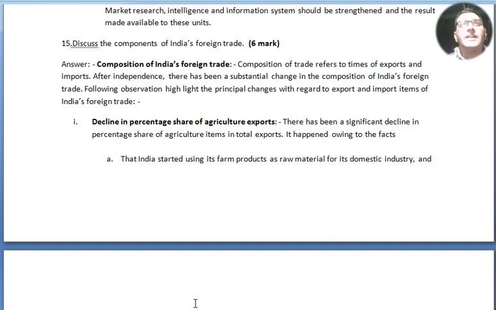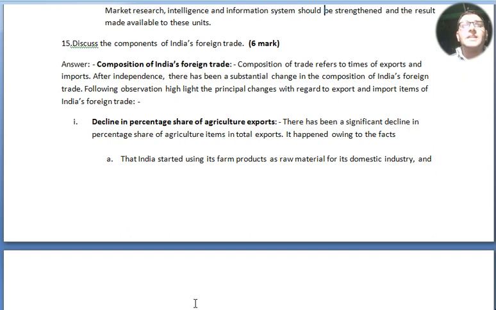Composition of India's foreign trade. Composition of trade refers to items of exports and imports. After independence, there has been a substantial change in the composition of India's foreign trade. Following observations highlight the principal changes with regard to export and import items of India's foreign trade.